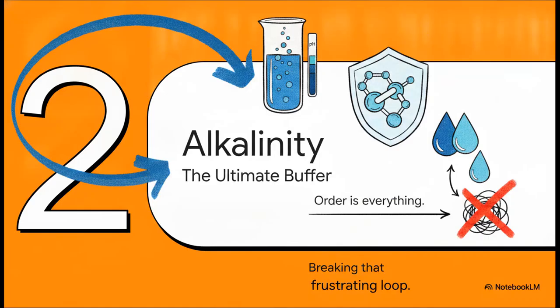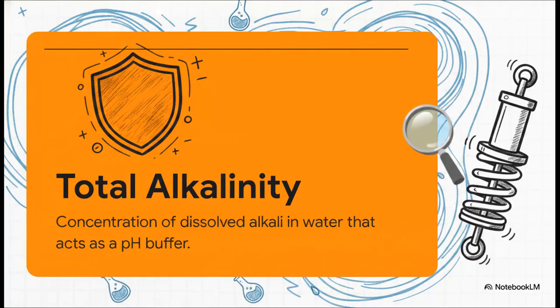Section 2. Alkalinity, your pool's ultimate chemical shock absorber. The absolute secret to breaking out of the rec loop is a hard and fast rule. You must always fix your alkalinity before you even look at your pH. Order is everything here. Total alkalinity is basically a measurement of the concentration of dissolved alkali in your water. It acts as a buffer. It accepts and gives away hydrogen ions to prevent rapid pH swings.